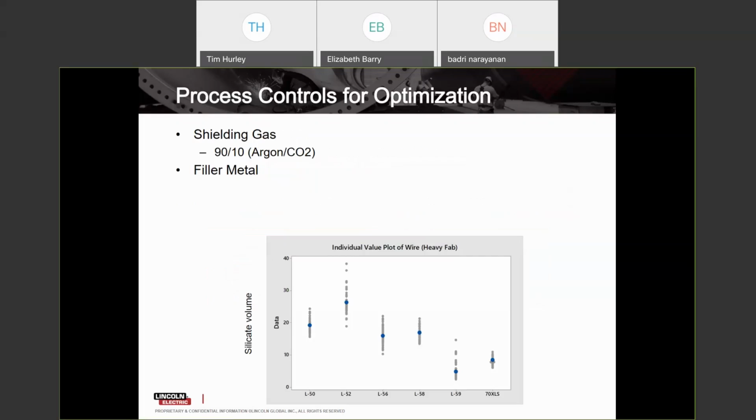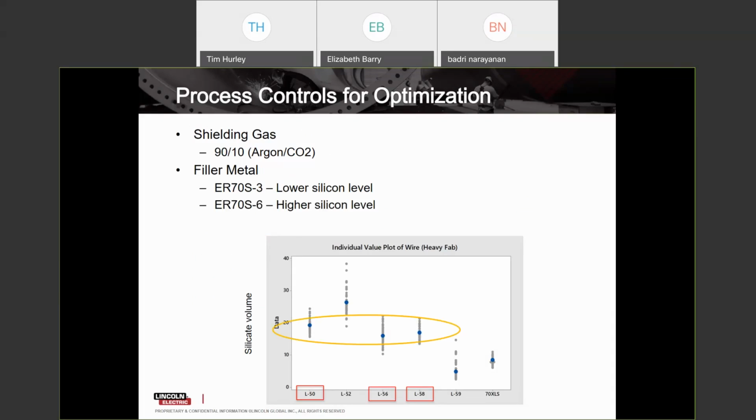So the pictures you saw before, the bigger welds, wider welds, slower travel speed. We're running at a 90-10 gas mixture, so an optimized gas mixture. And we look at the 70S3 wire, which has lower silicon levels. Both L50 and L58 on this graph are 70S3 wires. We compare that to a 70S, which has a higher silicon level. That would be our L56 product.